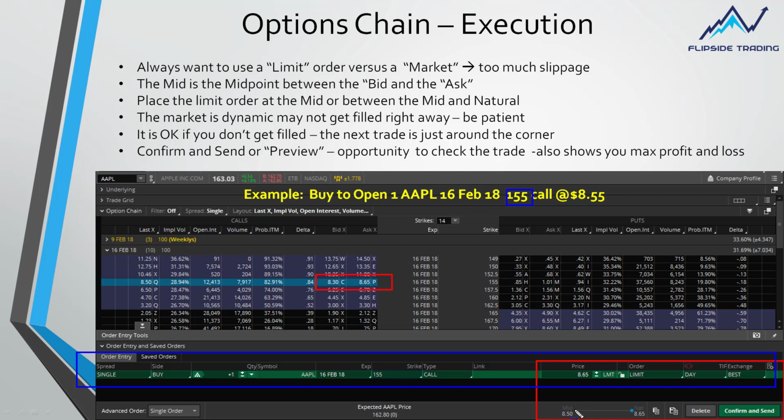So if I look at this, I want to buy this at about 8.55. I would go up here to my plus or minus and click it until I got 8.55, and then hit the confirm and send button. You either hit confirm and send, or on some platforms it'll say preview. What that does is give you an idea of what the trade looks like. You have a summary, so you can review it before you actually execute that trade.